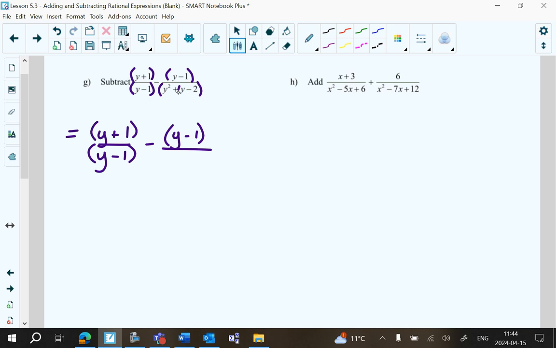How do I factor the second one? We factor it. Yes, we do. We've got y and y. We want two numbers that multiply to negative 2 but add to positive 1. 2 and negative 1. That's literally what I just said.